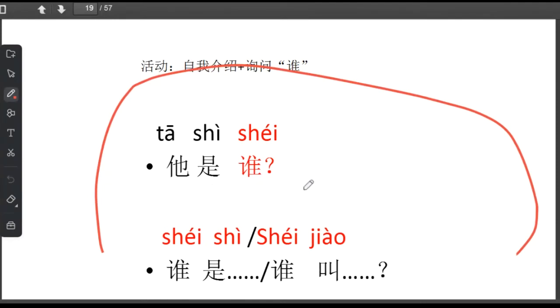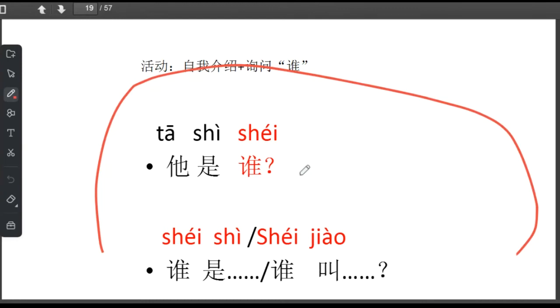Tasha say, who is he? But if you know a name, like Ahmed, but you don't know who Ahmed is, you can say, 谁是 Ahmed? You know your Chinese teacher is 吴老师, but there are so many people you have never seen 吴老师. So you will say, who is 吴老师? You will say, 谁是吴老师?